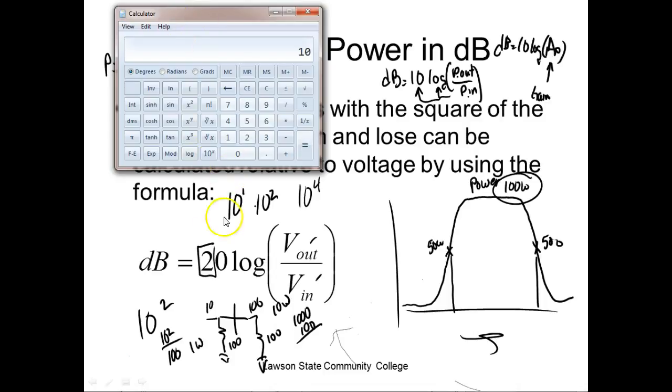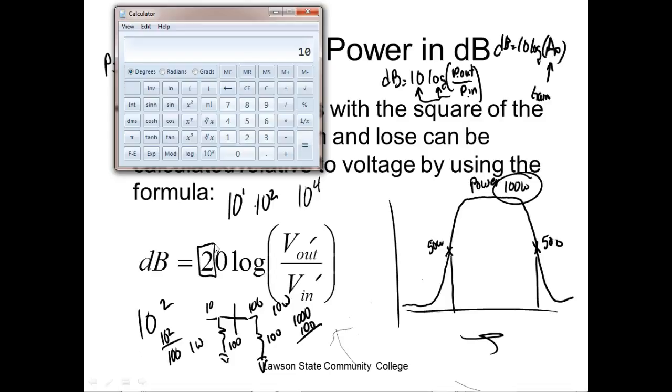So what I can do now, instead of measuring current, instead of measuring power, if I take my output voltage divided by my input voltage, right? Take the log of that, multiply it by 20. What did it give me? It gave me my power. Ain't that cool?